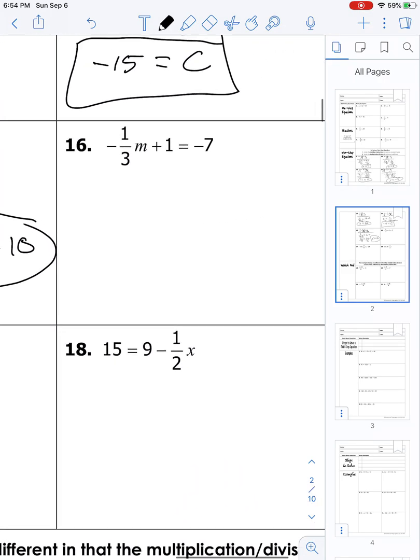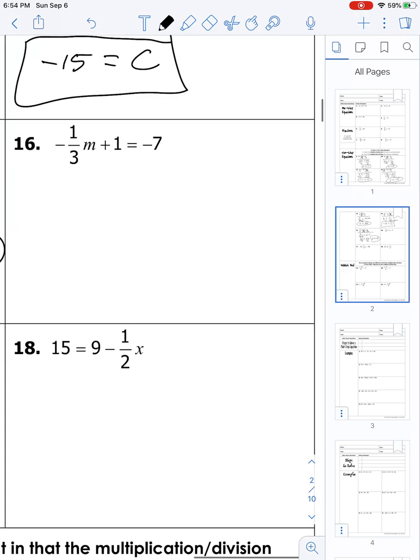All right, number 16. Okay, so again, that 1 is kind of off by itself. So that's the easiest one to get rid of first. So we're going to subtract it to the other side because it is positive and it cancels that out. So it leaves me with negative 1/3 m equals, and now be careful with your negatives, negative 7 minus 1 is negative 8.